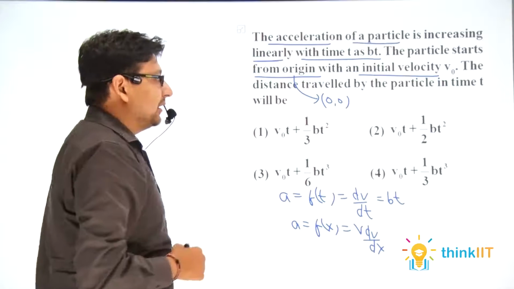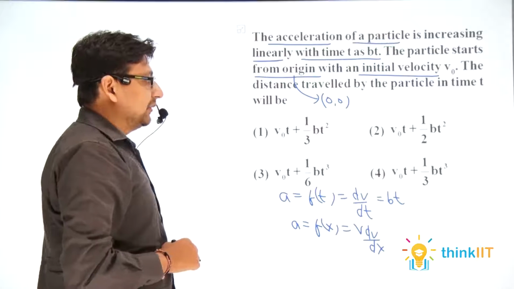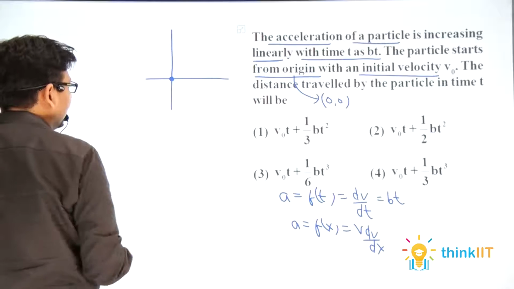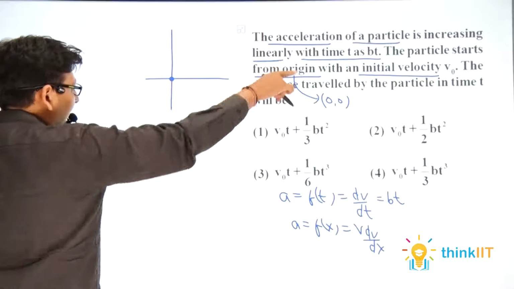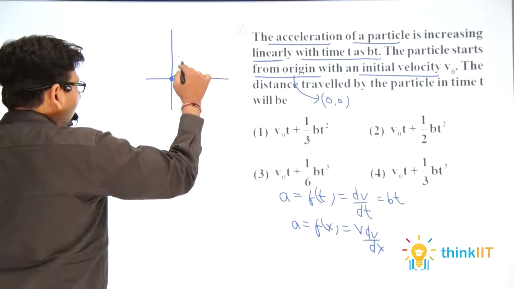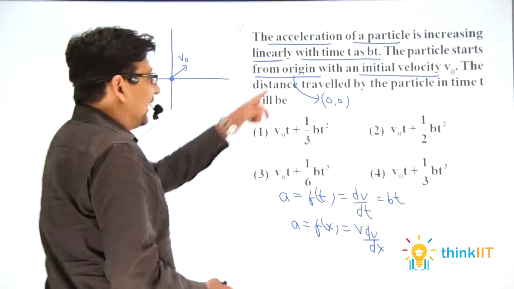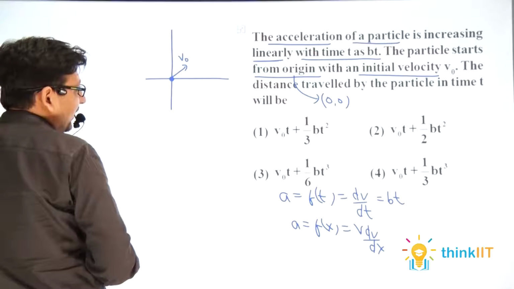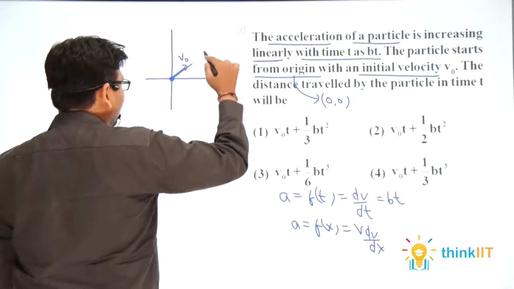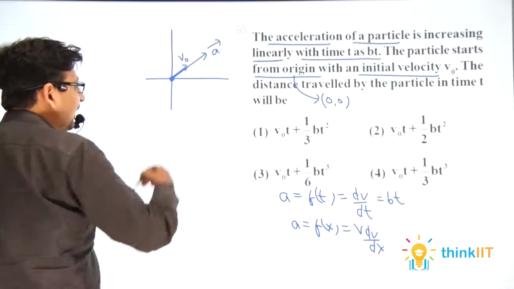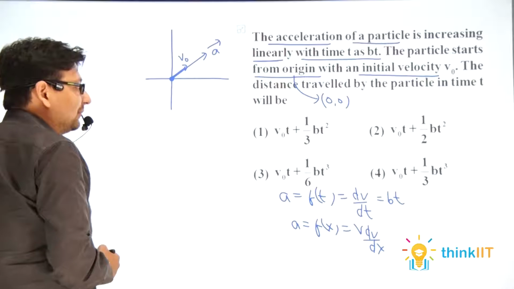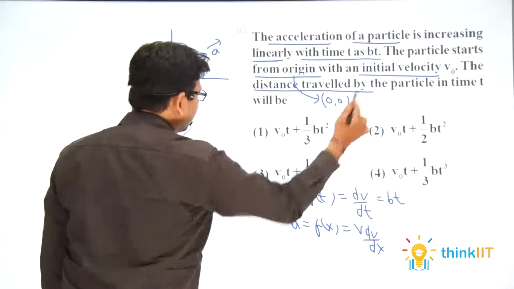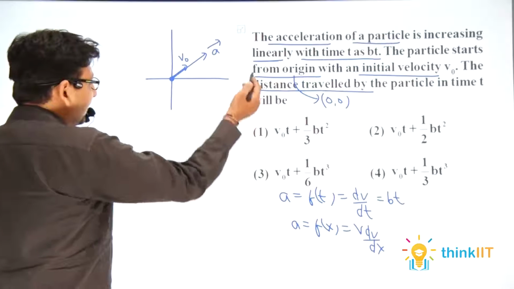The distance traveled by the particle in time t will be, okay, suppose this is my coordinate system and this is the origin. You can assume the initial velocity in any direction. Suppose I am assuming v naught here. Initially acceleration is 0 at t equal to 0. As the time increases, velocity will always be parallel with the acceleration, so the body will undergo one dimensional motion. I can say displacement will become equal to distance traveled.